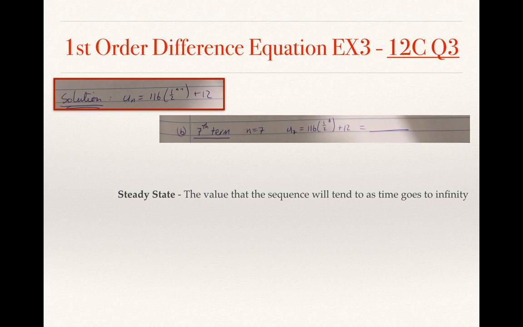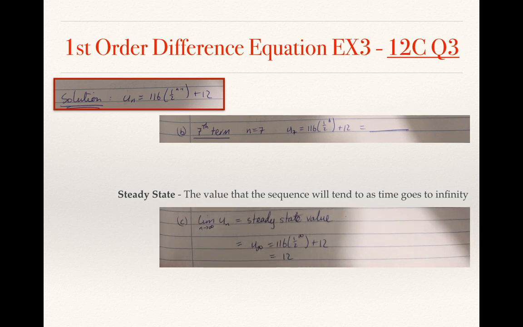So how do we find the steady state value? Well, in the question it says the limit as n goes to infinity, so all we do is put infinity in instead of n. So u of infinity will work out as 116 half to the power of infinity minus 1, which is just infinity plus 12, and any fraction to the power of infinity works out as 0. So it's 116 by 0 plus 12.